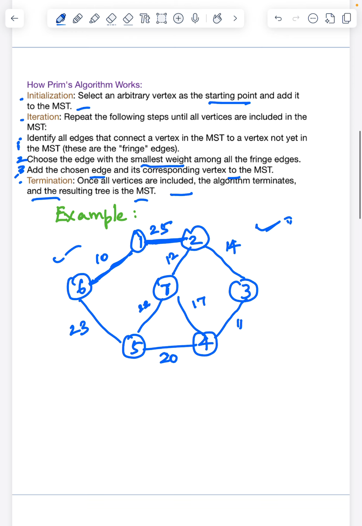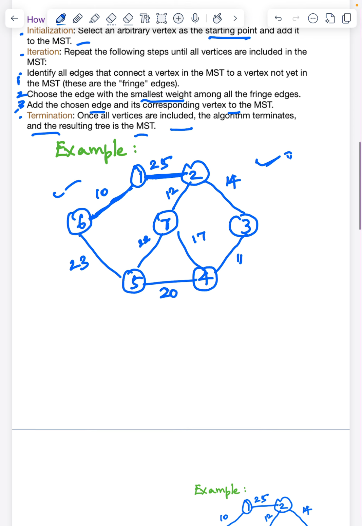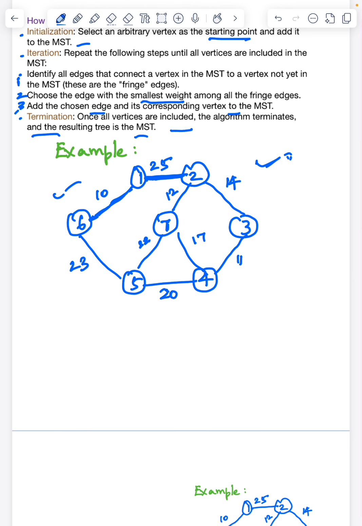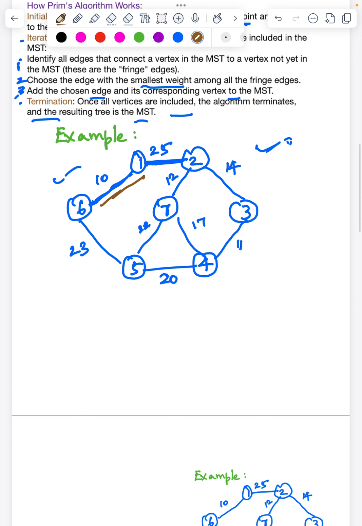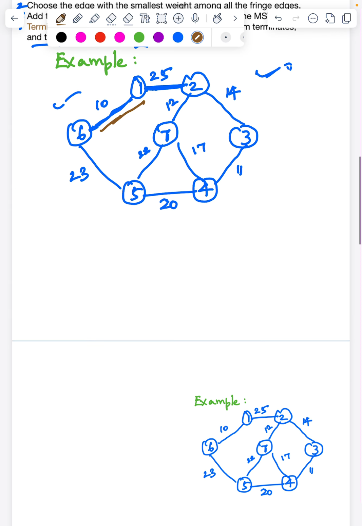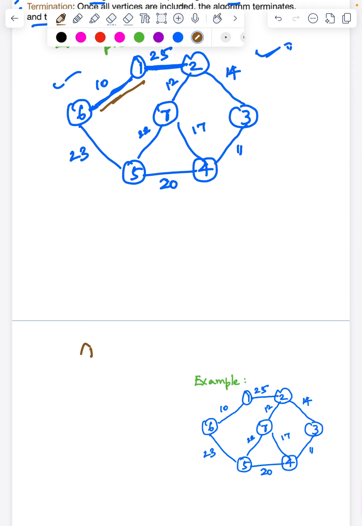Now let us solve this given problem step by step. So what is the first step? We have to arbitrarily pick any vertex as a starting point and add it to the MST. So here I'm picking this one, this edge into the MST. So let us have vertex 1 and vertex 6, which is 10. So what is the next step?